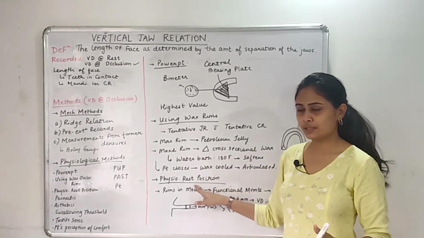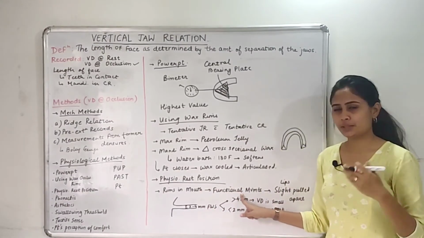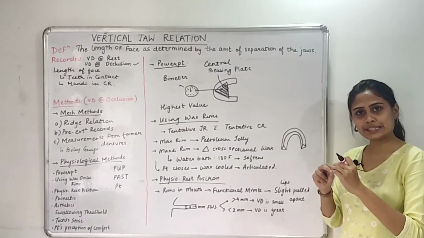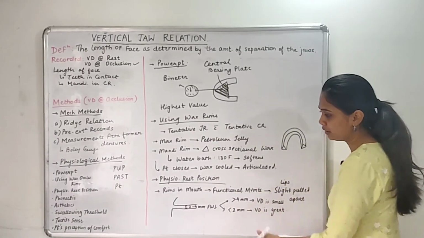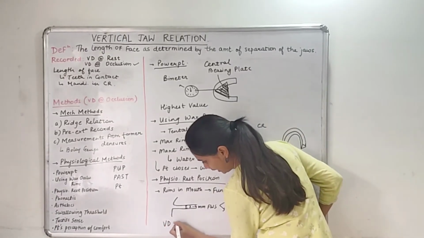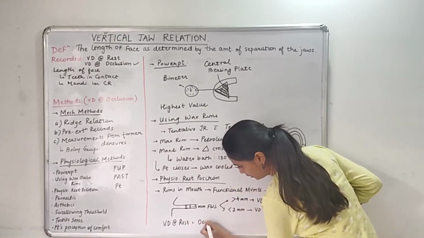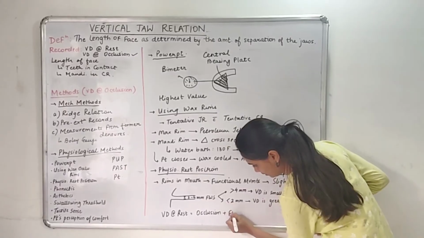In the physiologic rest position, both the rims are placed into the mouth. We ask the patient to do functional movements like swallowing and relaxing. The lips are slightly parted, and we look for the freeway space. Here again we have that formula: vertical dimension at rest is equal to VD at occlusion plus freeway space. Okay.